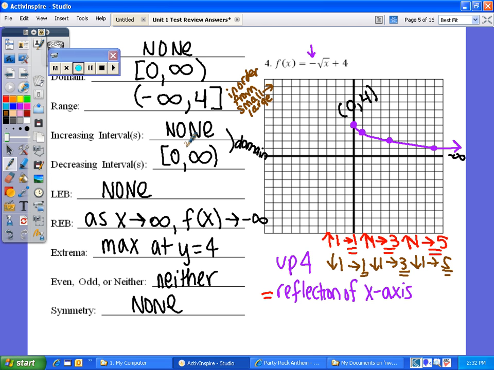There is no increasing interval. This never increases, but there is a decreasing interval. It's the same as the domain. There is no left end behavior because it never ever goes to negative infinity. It never hits there. But it does go to positive infinity. And remember, if we're looking at our arrows, you see that it's going down to negative infinity. There is a maximum point at 4. It's neither even nor odd, and that means it has no symmetry.